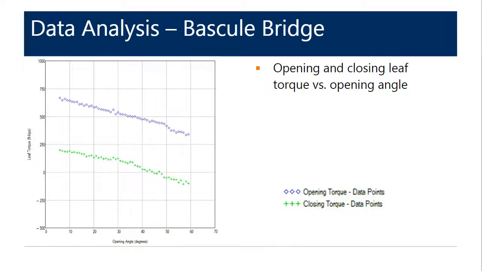The data analysis presented here is for a trunnion bascule bridge. Here you can see the opening and closing leaf torques plotted against the opening angle. The data has been selected in the steady state region of the operation and the acceleration regions removed.